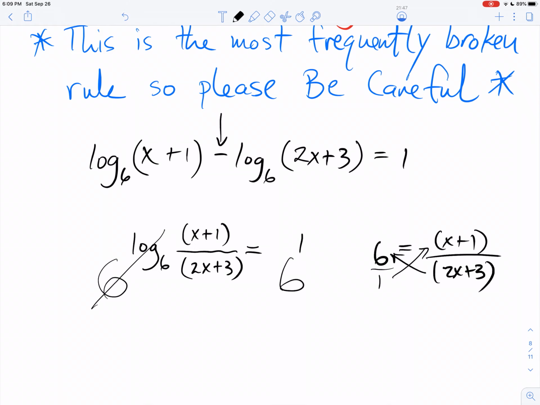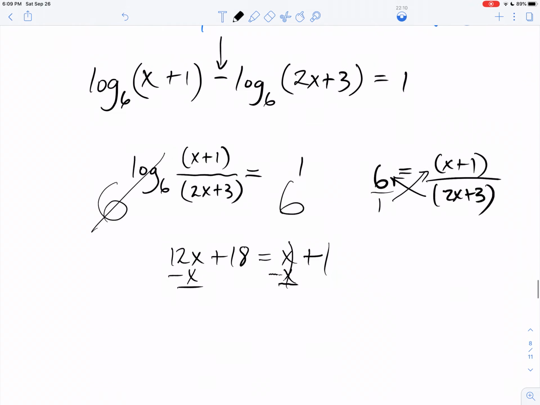I can cross multiply. I'm going back to my unit 3 rational stuff. So I go 6 times 2x plus 3. Well, that's 12x plus 18 if I multiply that, equals x plus 1. I'm going to get x's on one side, and then I'm going to get numbers on the other. So if I do that, I'll end up with what? 11x plus 18 equals 1.